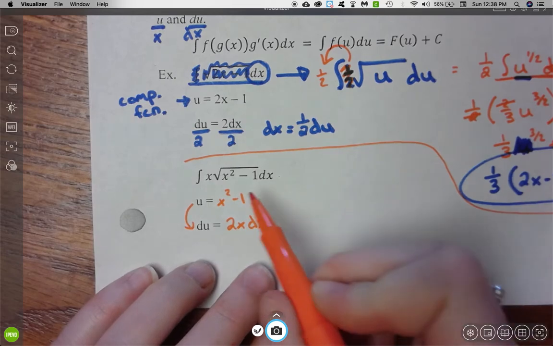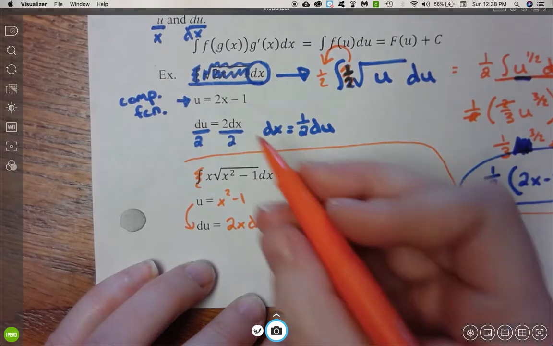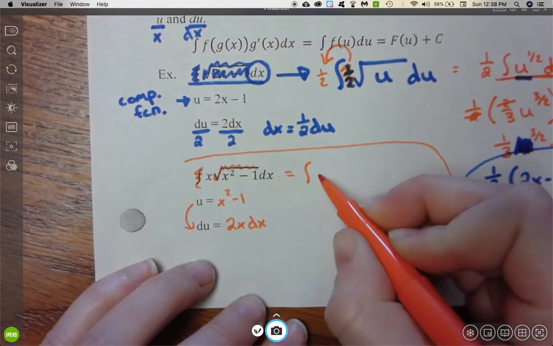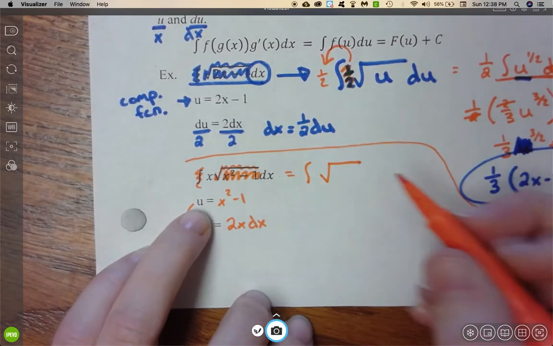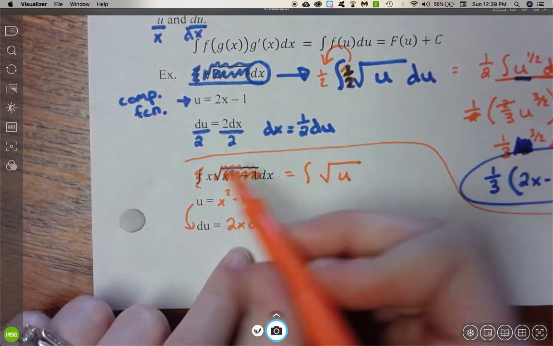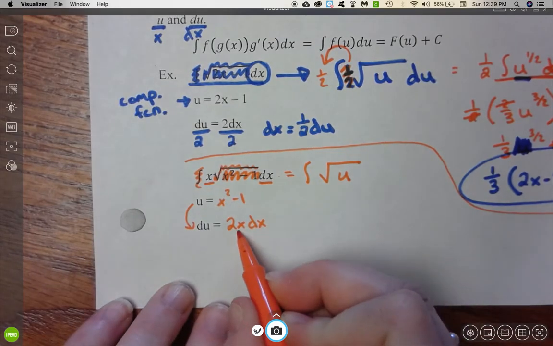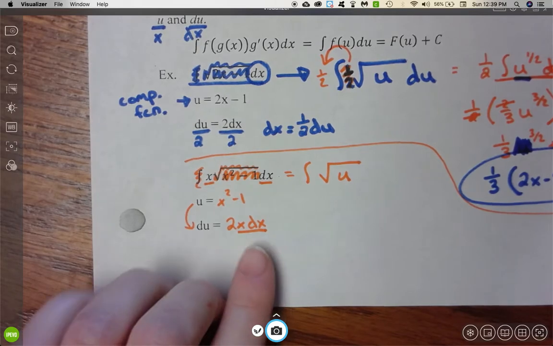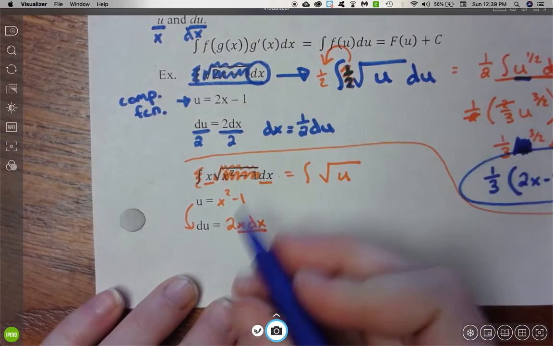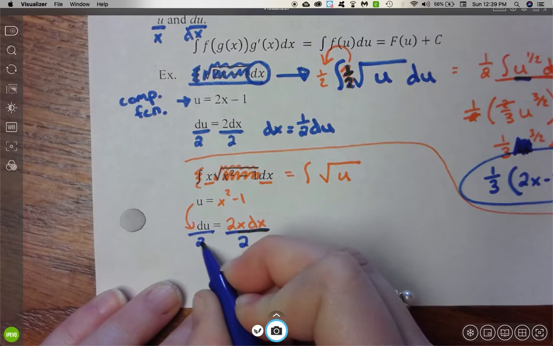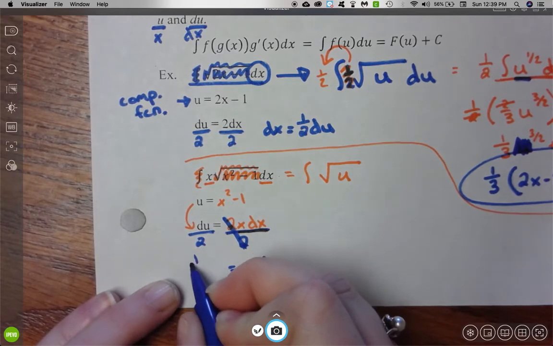So I'm going to rewrite my integral. I'll go ahead and rewrite my square root: x squared minus 1, I'm going to replace him with u. And then x and dx, I need something to replace x and dx. Well, I have x and dx right here in my derivative, but I need to get rid of that 2. Just like we did up above, I'm going to divide the 2 over. So I can write x dx as 1/2 du.